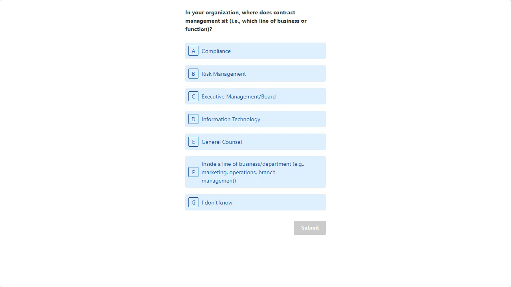This poll question is, in your organization, where does contract management sit? Which line of business or function? Compliance, risk management, executive management or the board, information technology, general counsel, inside a line of business or department such as marketing, etc., or you don't know?